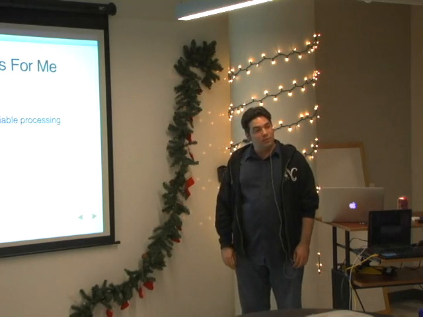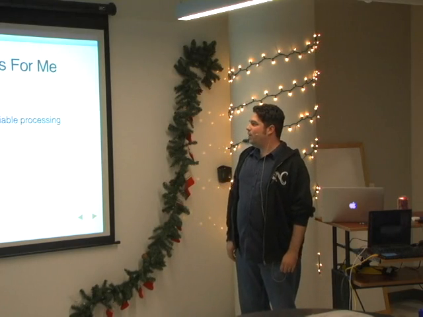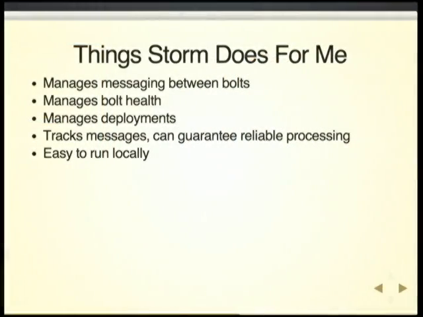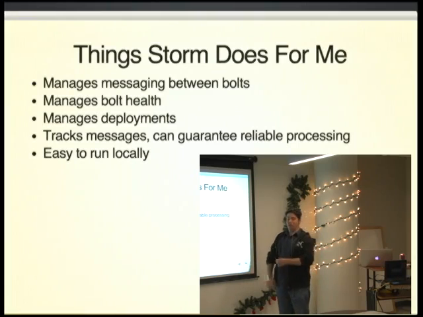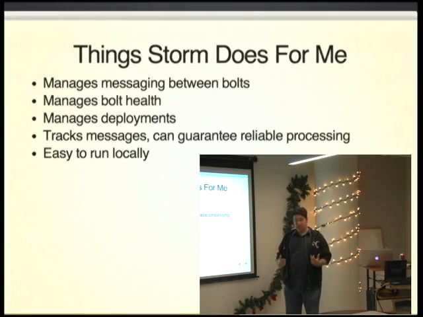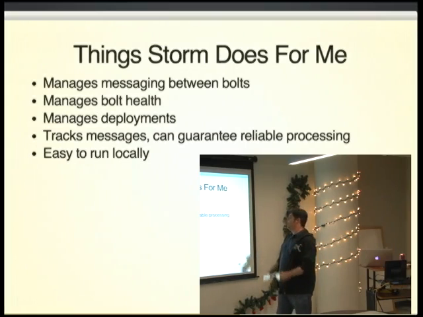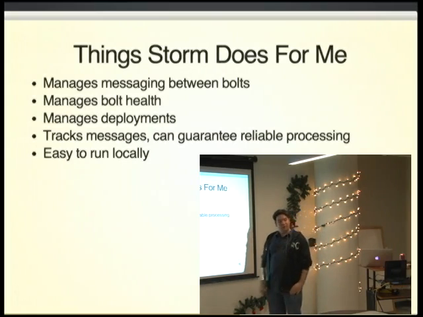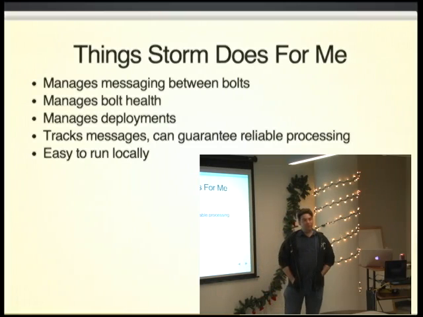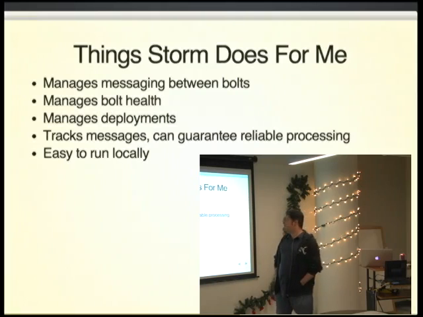Oh, okay, things Storm does for me. Well, first off, some Storm terminology. We've got spouts and we've got bolts. A spout means it's a source of data. A bolt means it's doing something with that data. And Storm manages all those messages between bolts. So before, when I was talking about managing all those rabbit queues, Storm is on top of that. It manages bolt health. So it notices, hey, it looks like your bolt fell over. It seems like you may need that restarted. How about I do that for you? And that's really cool. So it does that for me too.